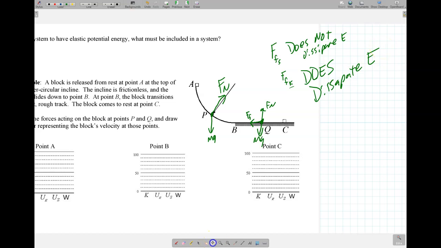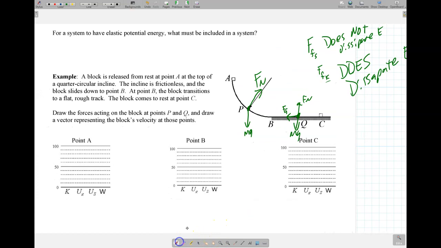At point A, we want to draw the energy bar charts. So it looks like our total energy at point A is just going to be gravitational potential energy. We can calculate this to get quantitative bar charts. Mass was something, g is 10, h is something. Okay, we don't know the numbers here, so we'll treat these numbers as percentages. 100% of the energy is gravitational potential energy here.